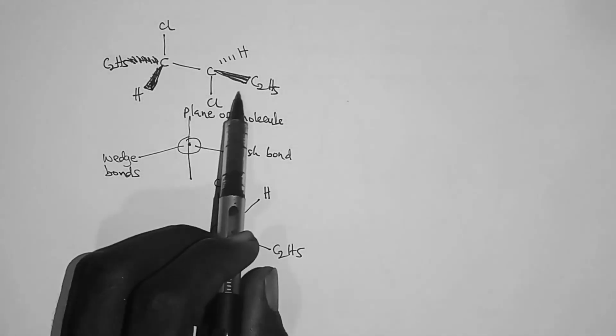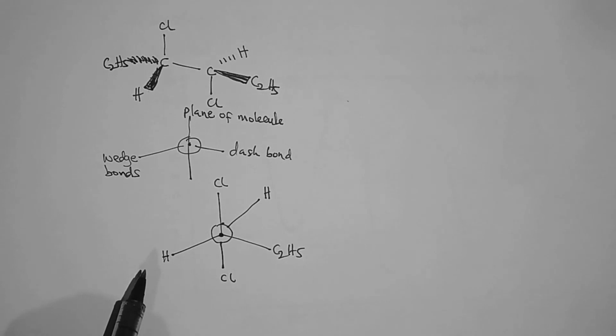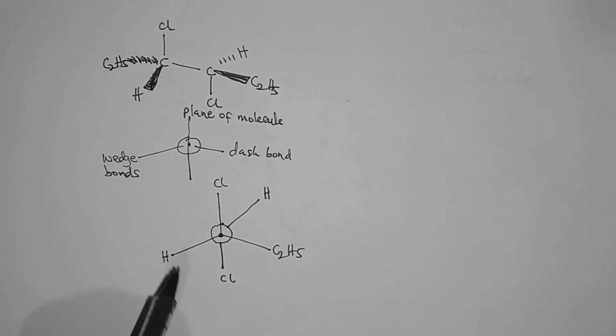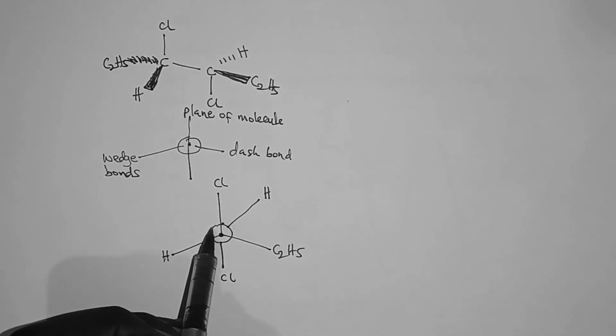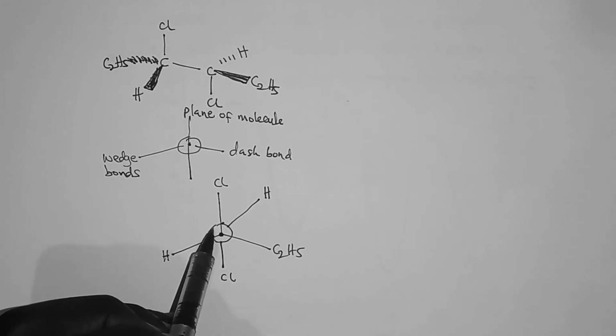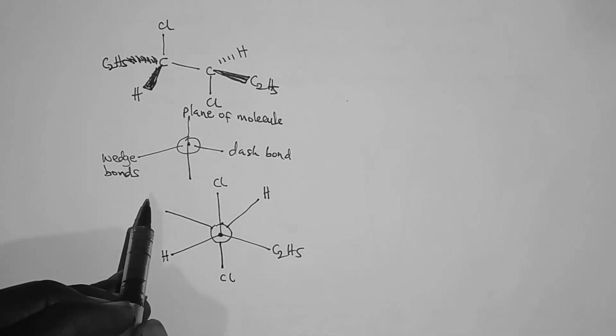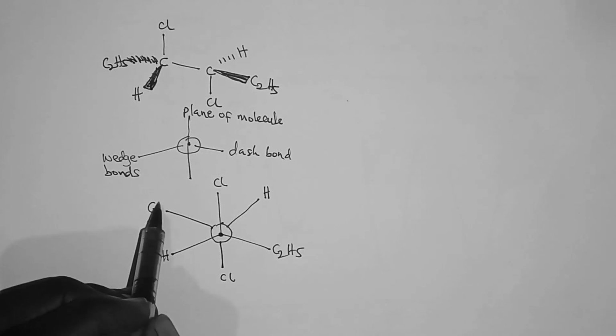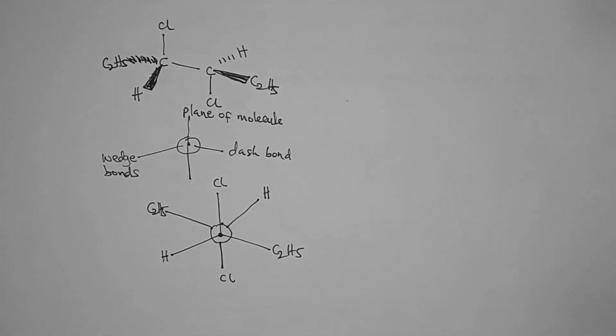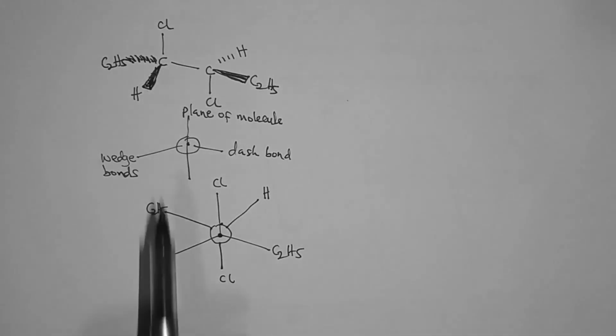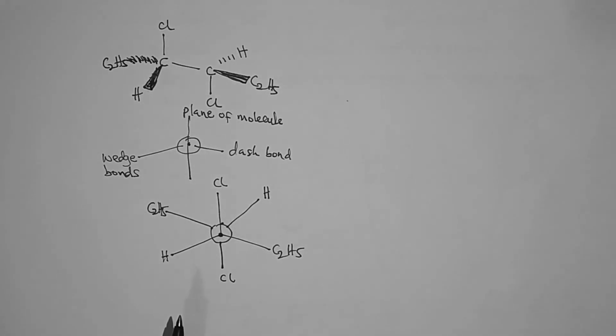And then C2H5 is coming out of the plane of the molecule. So it's going to be on the left hand side. So here is going to give us C2H5. So this is the Newman projection of this perspective molecule.